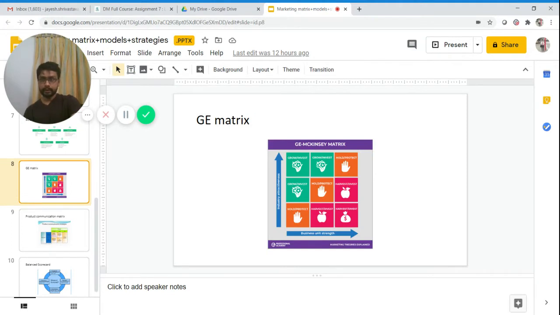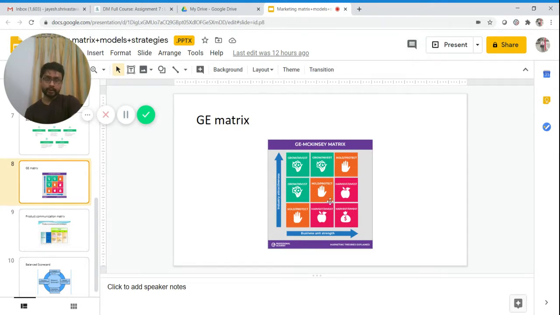Now there's a GE matrix. This was coined by McKinsey and Company. So this theory or matrix could be termed as an extension to the BCG matrix. Since the BCG matrix is a 2 cross 2 grid, this, as you can see, is a 3 cross 3, and it goes more deeply into the resource allocation, as we already saw in BCG matrix. This matrix is between industry attractiveness and the business unit strength.